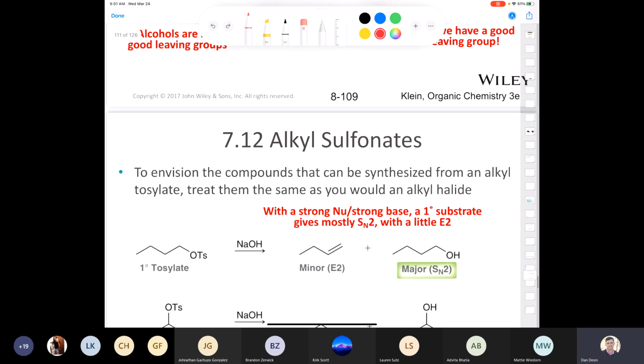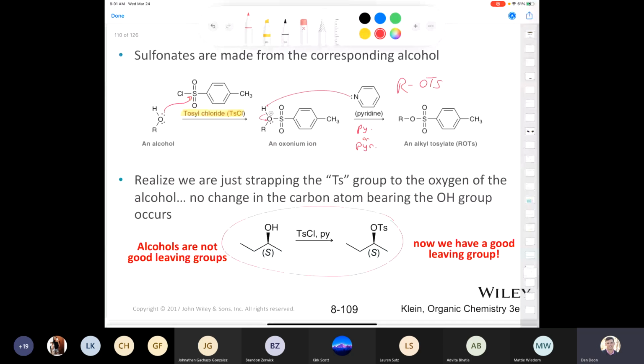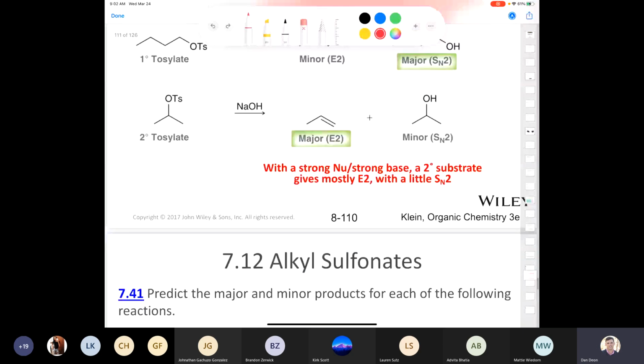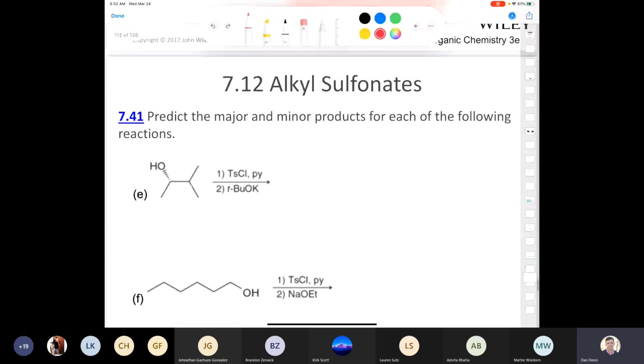They can be synthesized from an alcohol. You need to know that reaction. You need to know what a mesylate, tosylate, and triflate is. And the one that's going to come up the most, I'd say, is the tosylate, followed by the mesylate second, and the triflate will come up the least. That's my opinion after reading this textbook.